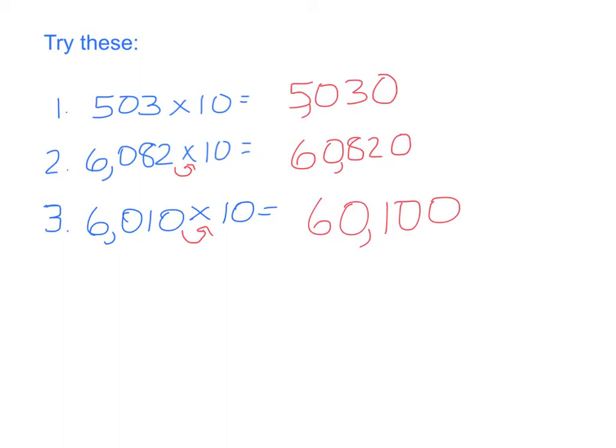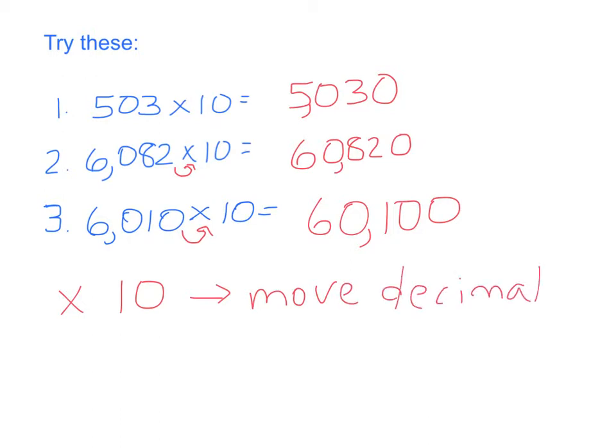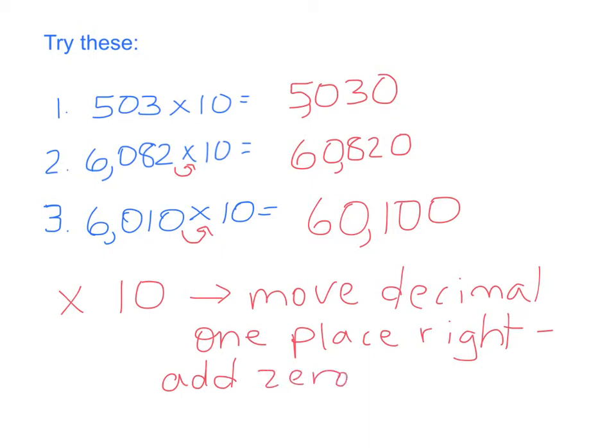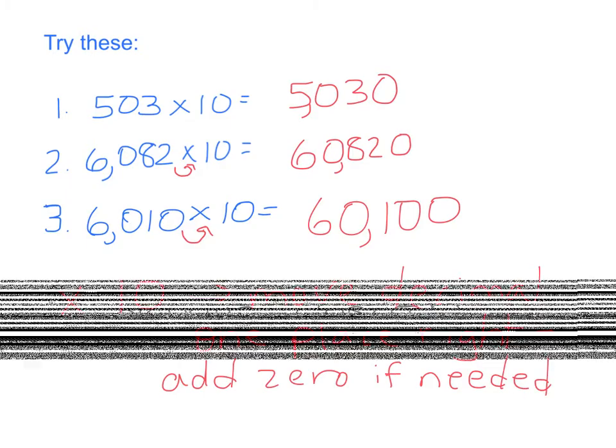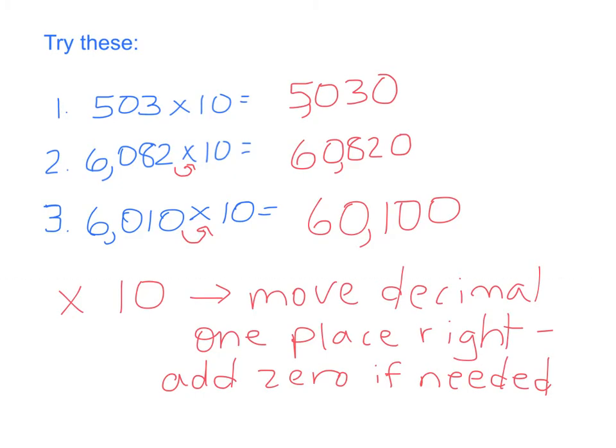So the rule is to multiply by 10, you move the decimal one place to the right. And if an empty spot is created, you add a 0 if needed. If there's already a number in that spot, you don't have to add a 0. But for now, we'll be adding zeros because we don't have digits after the decimal place. That will come later on in our decimals chapter.